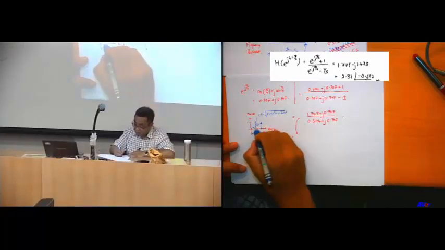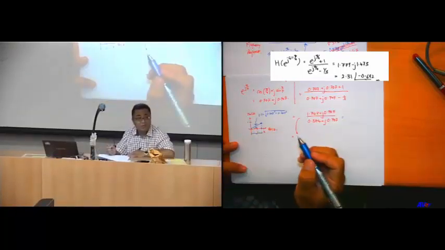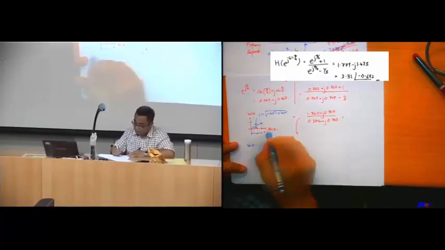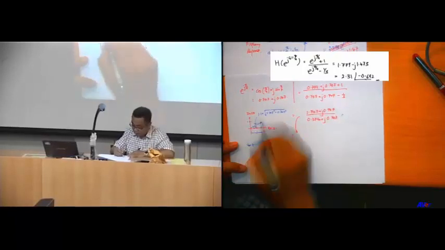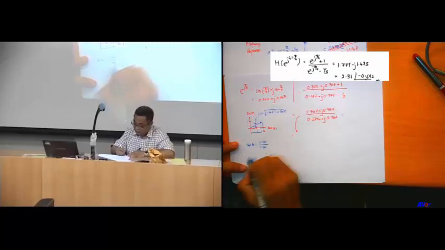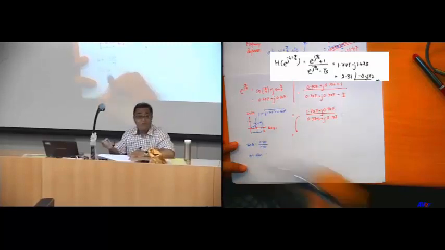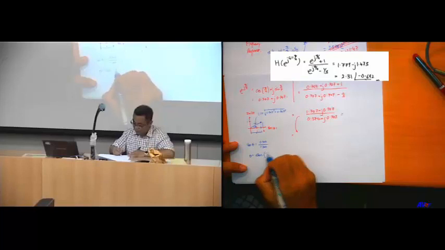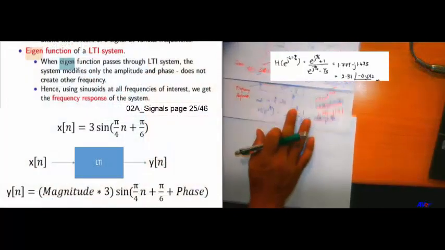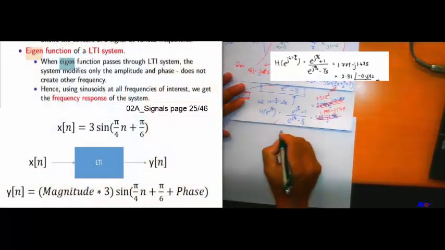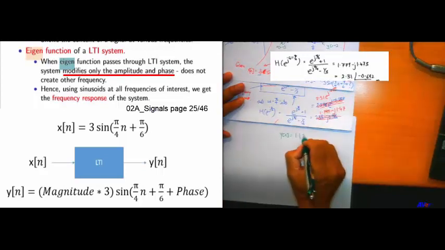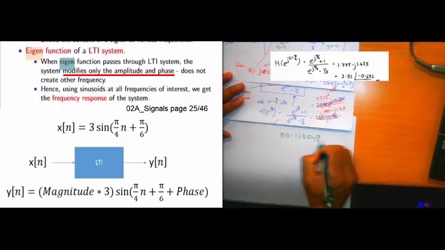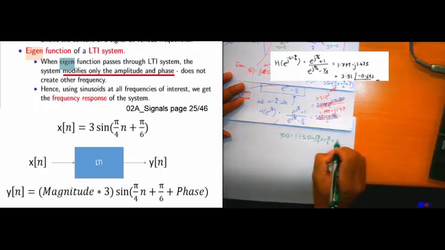Then theta: tangent theta equals opposite over adjacent. What's opposite? 0.707, and adjacent is 1.707. Theta equals the arctangent, the inverse tangent of this value. Correct? And then you'll be in some radians. y[n] is equal to, I'm going to write here, the magnitude multiplied by 3 sine of pi over 4 n plus pi over 6 plus phase.